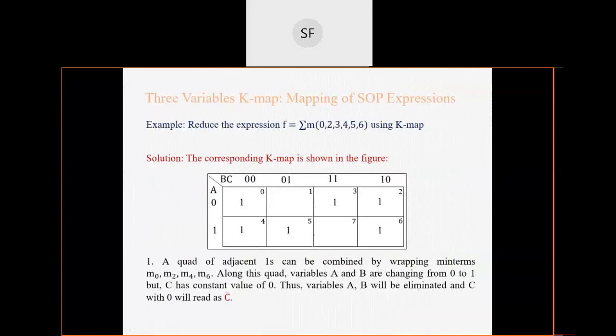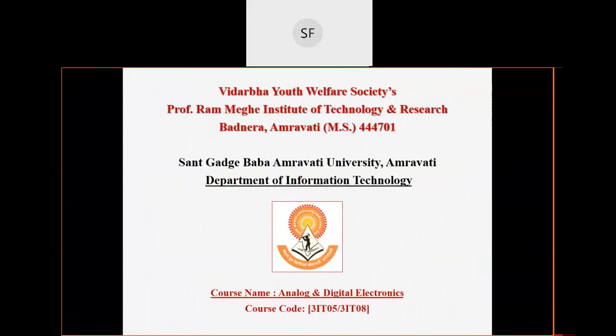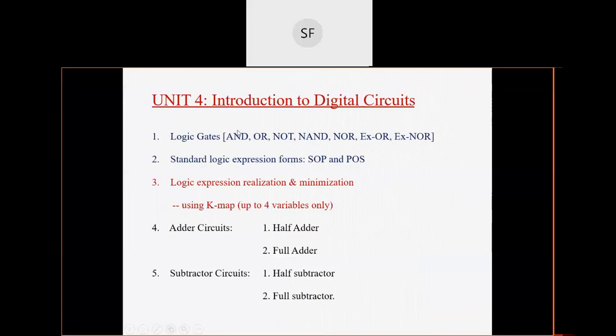From the last few lectures, we are discussing unit number 4. These are the outlines of unit number 4. Basically we have covered point number 1 and 2, and now we are discussing point number 3. In point number 3, we have to study the K-map up to 4 variables.